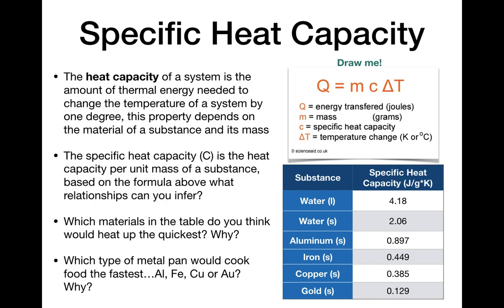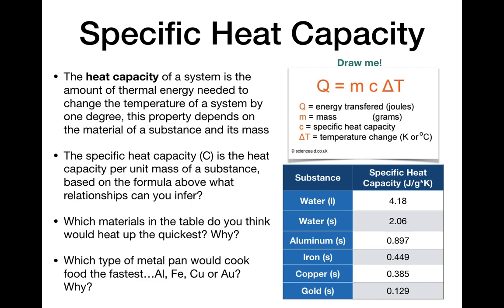So if you were going to cook, let's say you were a chef and you had a restaurant with really quick turnaround time, but you had an endless budget, and you could pick any of these pans. You could pick any material to make your pan. You had a choice of aluminum, iron, copper, or gold. Which one would you pick and why?